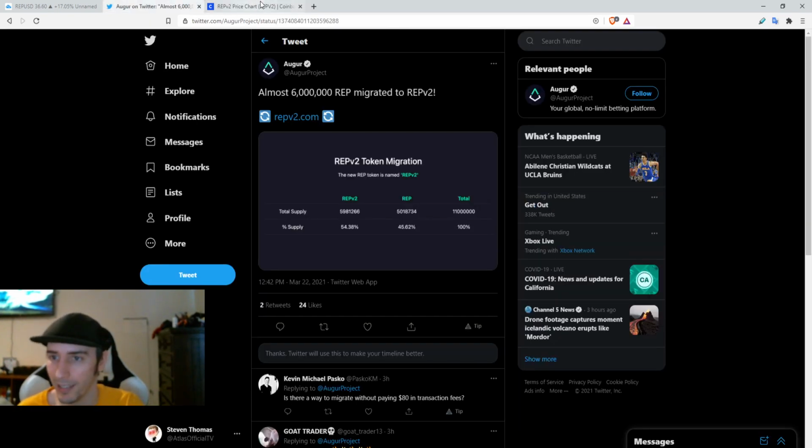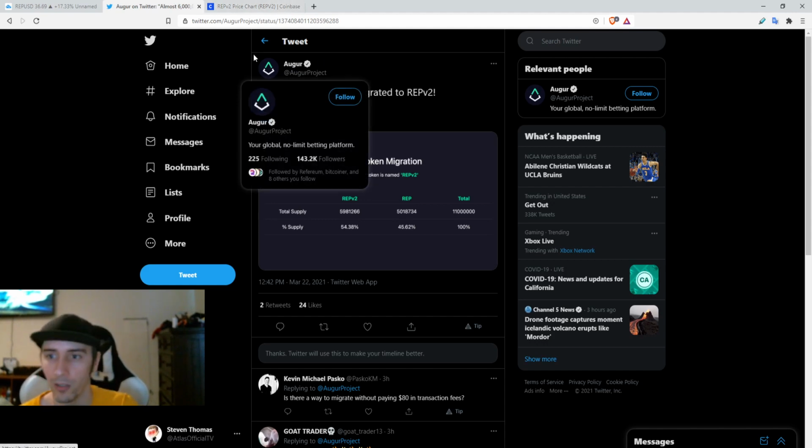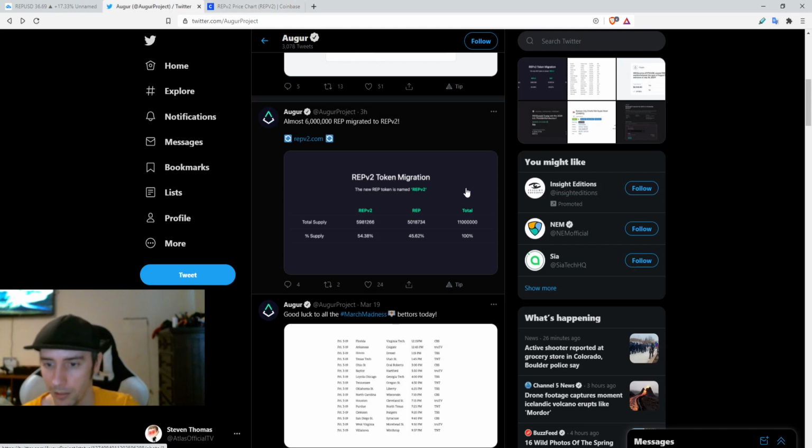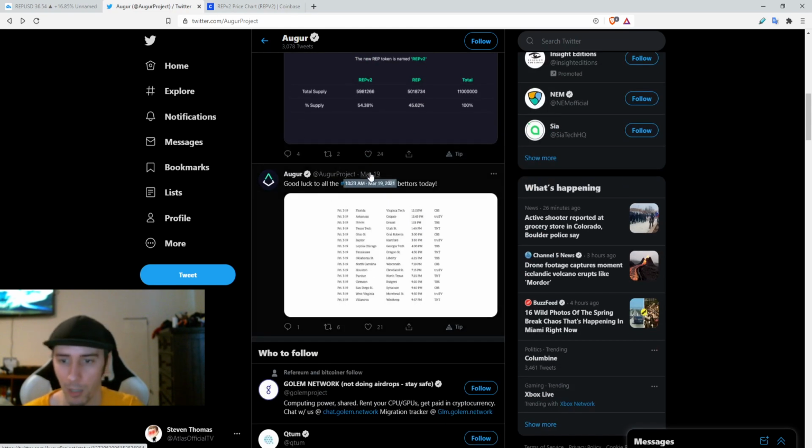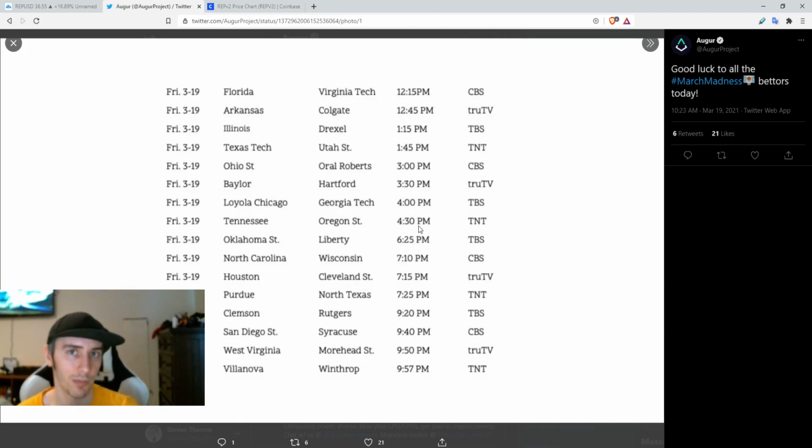Okay, I wanted to really highlight what that is, not so much to just educate people about what these cryptocurrencies are every single time, but more specifically in relationship to why I think the price may have moved so recently. You see almost 6 million REP migrated to REP v2. This is based off of their Twitter account, and if we head back here 1 second, you guys can see back on March 19th, good luck to all the March Madness bettors today. That's where I think this comes into play, okay?